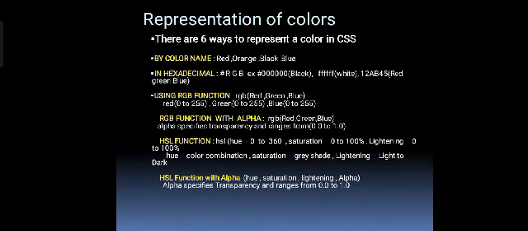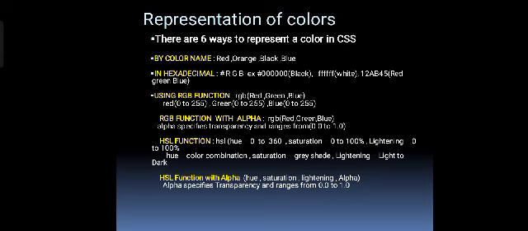Now let us see how we can represent color in different ways. First, by color name. By directly giving a color name: red, orange, black and blue. Second, in hexadecimal. By giving hexadecimal values as RGB hex, like #000000, #FFFFFF, or any value, it will provide us the corresponding color. #000000 will provide black, #FFFFFF will provide white, and so on. Third is using RGB functions. Using RGB and giving red, green, blue values, it will provide us the corresponding colors.